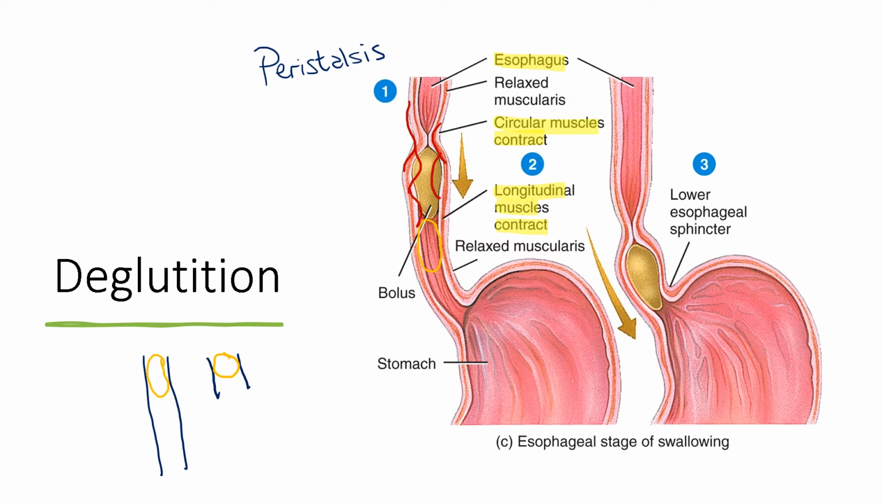Now, peristalsis does occur in other tubular structures as well, including other parts of the GI tract, in the ureters as well, and then even in the bile ducts and the uterine tubes. We also have this peristalsis occurring by circular and longitudinal layers of the muscularis layer. Now, the esophageal stage of deglutition will end when the bolus makes it to the stomach.